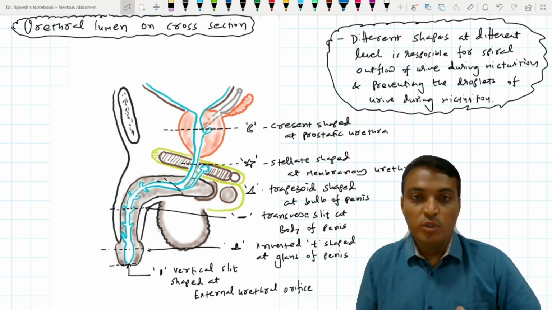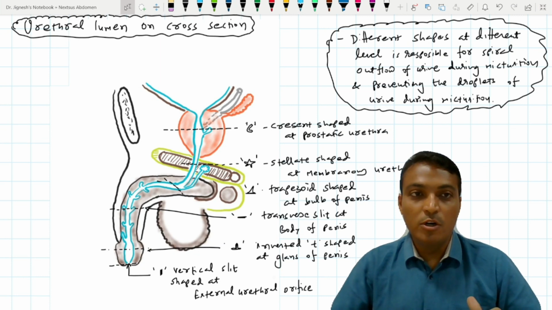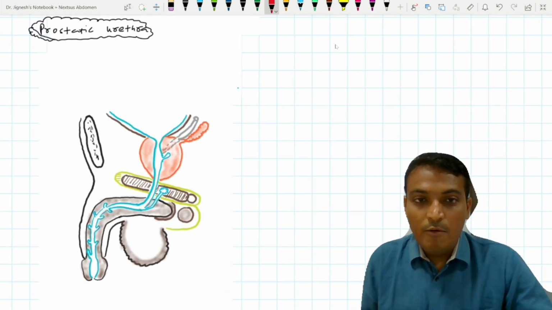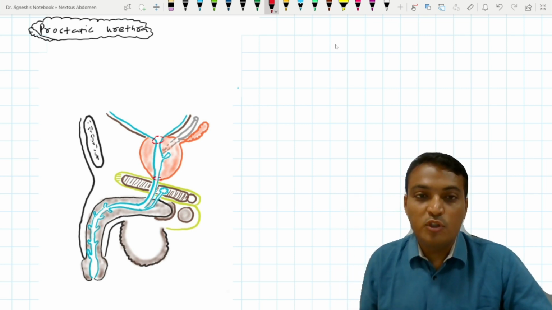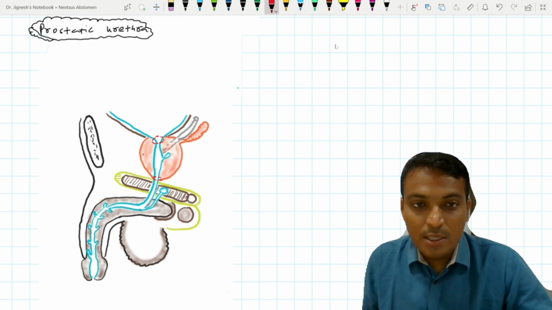Now let's move on to the description of the different parts of the urethra. When we talk about the prostatic urethra, it extends from the internal urethral orifice to the upper part of the urogenital diaphragm. It runs within the prostate, at the junction of the anterior one-third part and the posterior two-third part of the prostate.